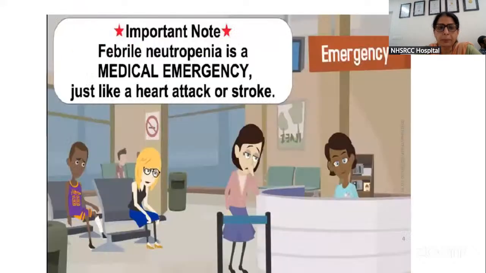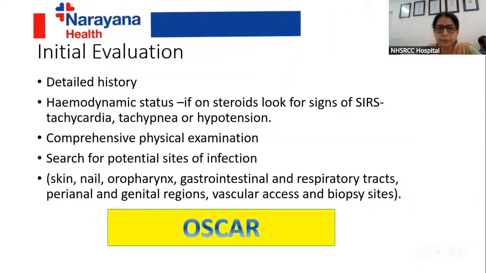So this is what we will be discussing today, that febrile neutropenia is a medical emergency, just like a heart attack or stroke, and it cannot be taken lightly. So as I discussed, we discuss the detailed history which should run through your mind, and then you should be talking to the parents about this.